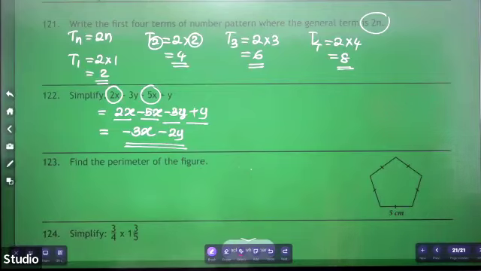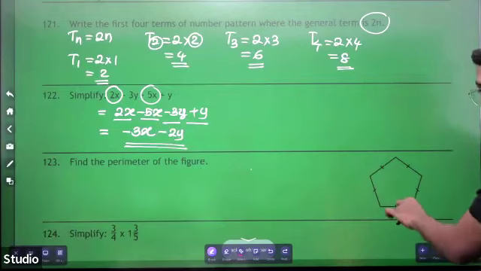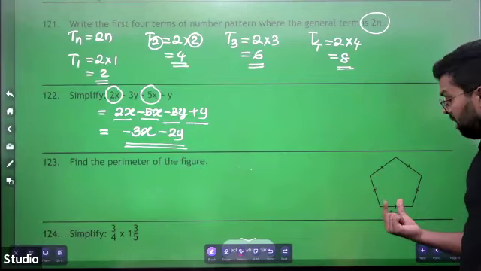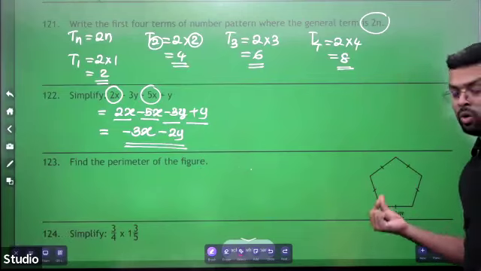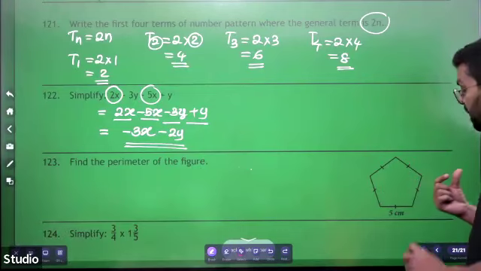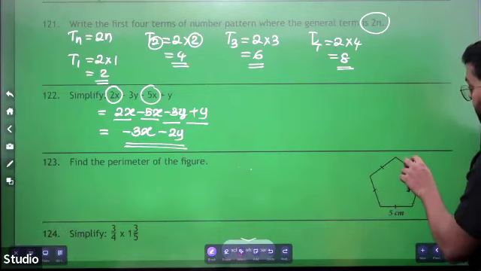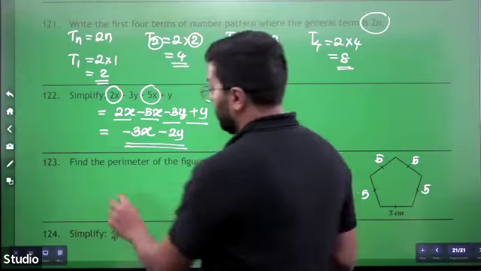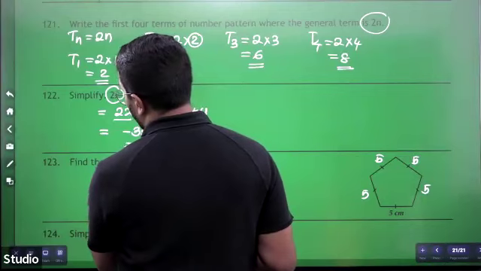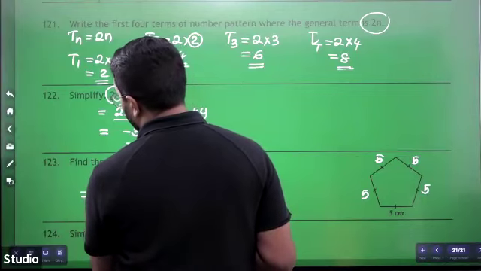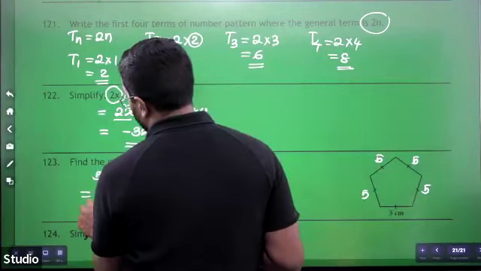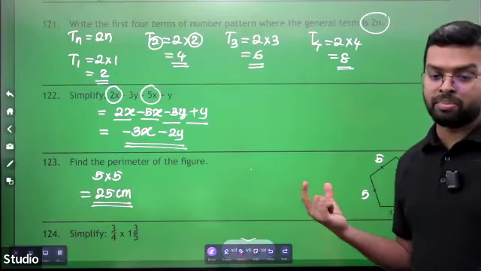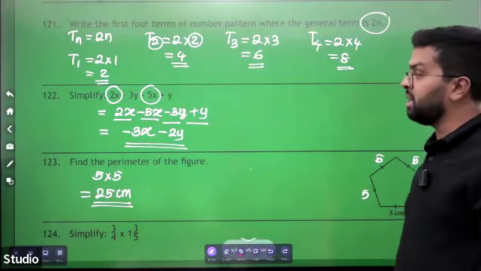Find the perimeter of the figure. We have given a pentagon. 1, 2, 3, 4, 5 sides are there in this polygon. All the sides are equal according to the information given. That means all sides are 5 centimeters each. So what is the perimeter of this figure? 5 times 5, or else you can add the number 5 for 5 times. Perimeter of this pentagon is 25 centimeters.